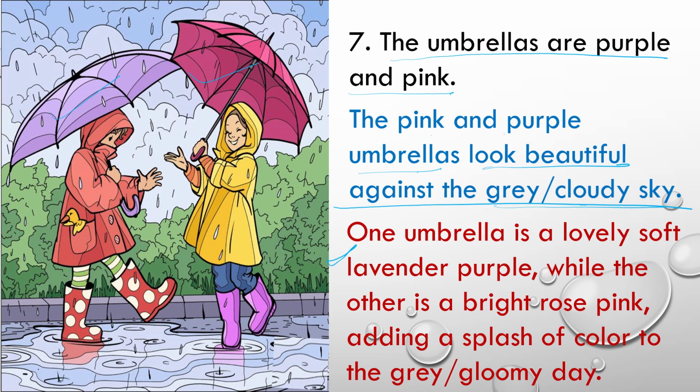Or by adding sensory details, what you can write, one umbrella is a lovely soft lavender purple. Now you are adding more details of that purple color, while the other is a bright rose pink. Now you are adding more details of that color, which are adding a splash of color to the gray or gloomy day. So what is the sentence? One umbrella is a lovely soft lavender purple, while the other is a bright rose pink, adding a splash of color to the gray or gloomy day. So this way you can stretch the sentence by adding details.